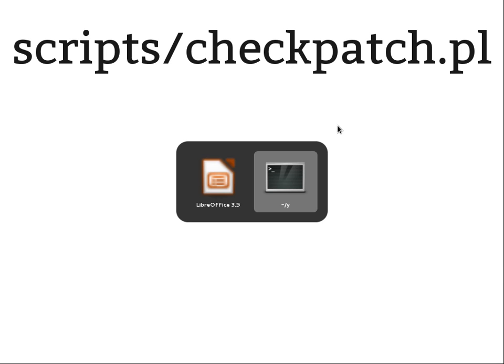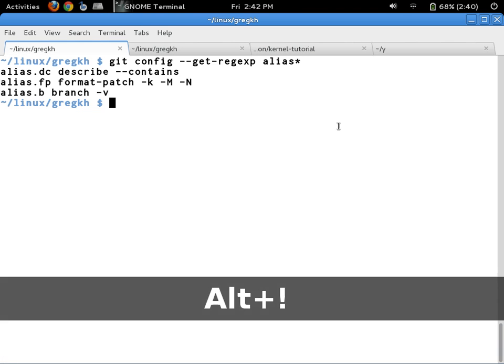So you can read the whole document and figure out how to do it by hand, or we have a script called checkpatch. It's really nice. We can check the coding style dynamically. So let's look at this.